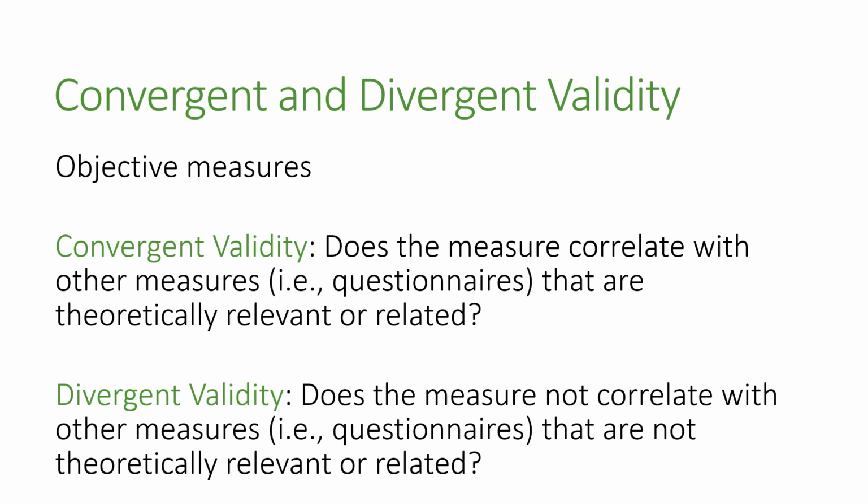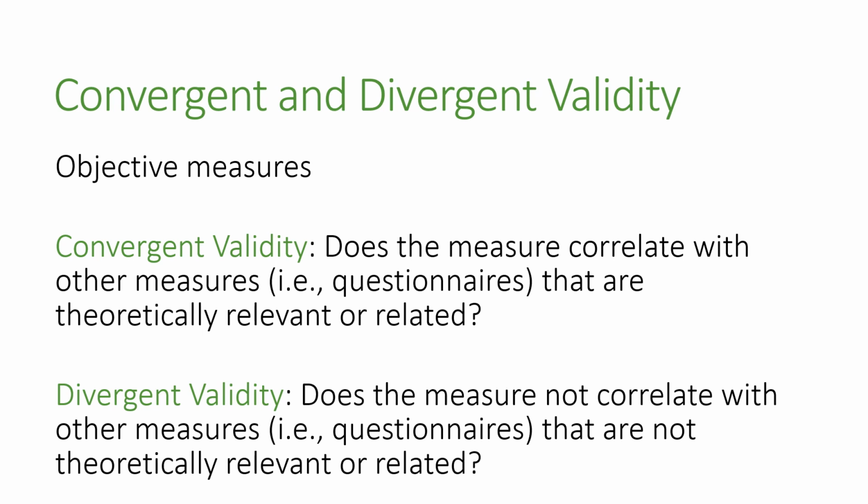And the final thing I want to talk about here is convergent and divergent validity, which go hand in hand. They're sort of opposite sides of the same coin. Here is a situation where we're correlating a new measure, the measure we come up with, to other objective measures of similar constructs, or at least should be related constructs. So for something like convergent validity, we're asking the question, does the measure correlate with other measures or questionnaires that are theoretically relevant or related? And again, we can come up with an actual number here.